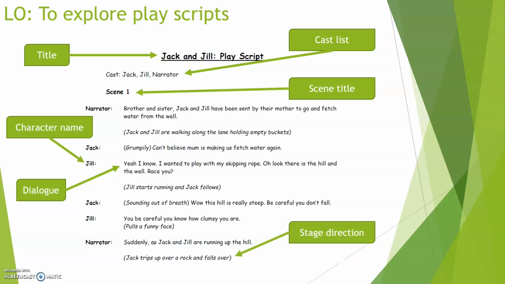You can see there it says Jack trips over a rock and falls over. That is in brackets. The reason it's in brackets is because no one's actually going to say those words. Those are things the character's going to do. Remember we talked about how a play script not only tells the actors what they should say, it also shows them what they need to do in each scene. If you look further up next to Jack at the beginning, it says grumpily in brackets. That means that when he says that line, he's got to say it in a grumpy way. So the stage direction helps them to understand how they should move and how they should say certain words.